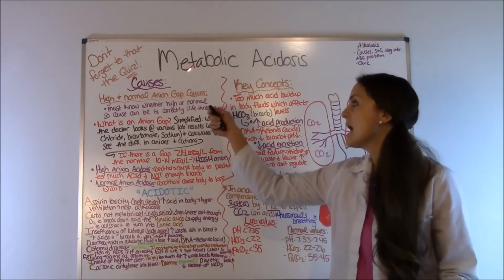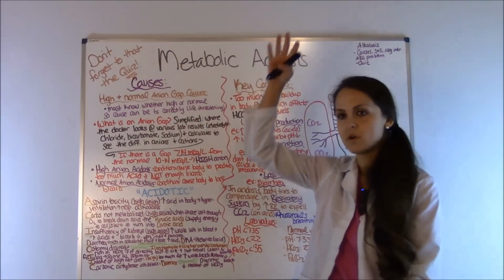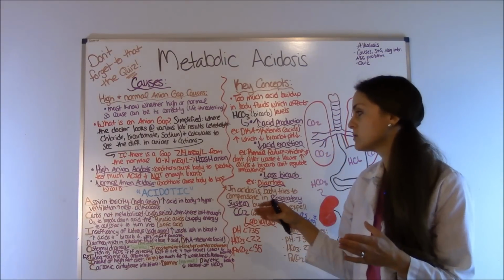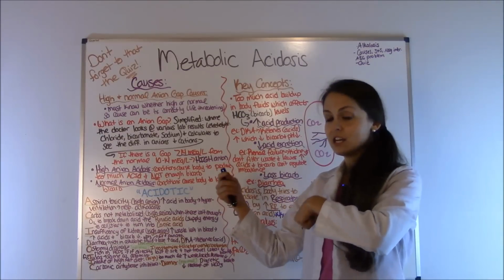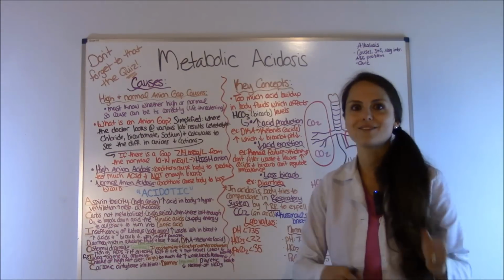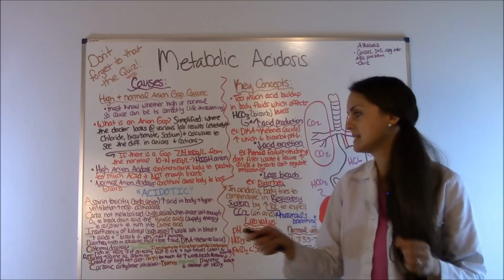Okay, so how do you remember all that? I wanted to take the high anion gap and the normal anion gap and just put them together to help you remember it as a nursing student. So what we're going to do is remember the mnemonic ACIDOTIC. We're in acidotic conditions, so that's easy to remember, and each letter will correlate with the cause. So let's get started. Okay, A for aspirin toxicity.